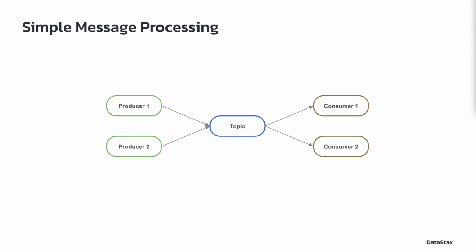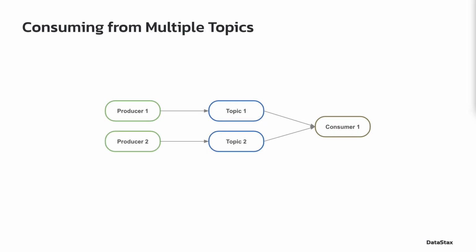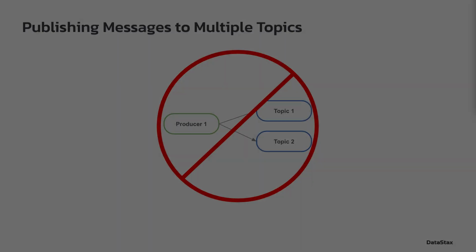Producing and consuming messages with Apache Pulsar is pretty simple, as you'd expect. Any number of producers can publish messages to a single topic. Clients consume messages from a topic by creating subscriptions, and there can be any number of subscriptions for a given topic. In a slightly more advanced pattern, consumers can consume from multiple topics at the same time. In this example, we have two producers and two topics. The consumer is subscribed to both topics and consuming messages from either as they arrive.